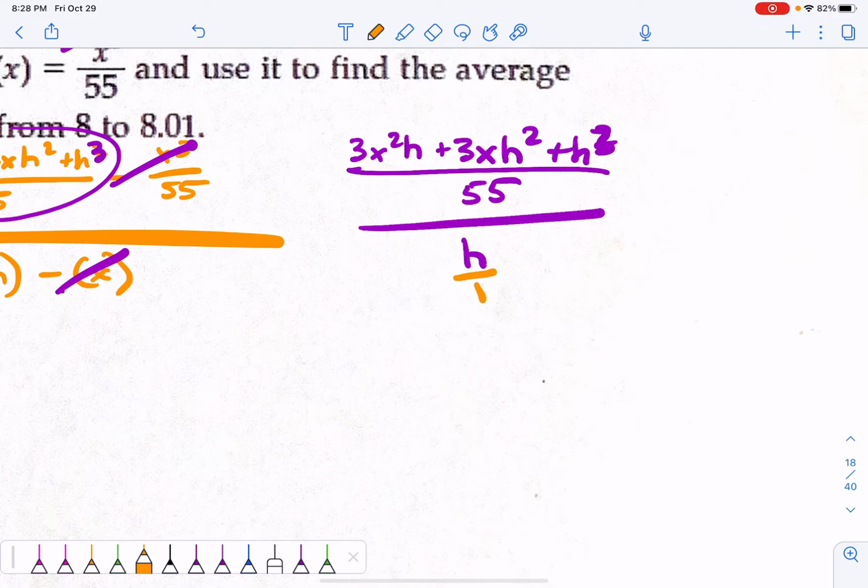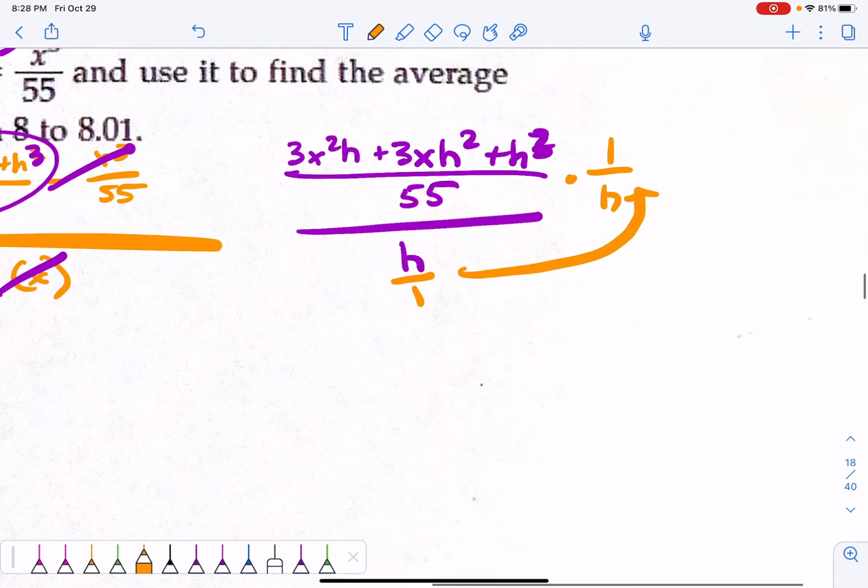I'm going to make this h over 1. And then I'm going to take it times 1 over h, because I flip it to the top. And then what I can do is these three pieces up here all have an h in them, so I'm going to reduce them all by an h. I'm going to take one h out of each of these three pieces, and I'll still have the rest left over, and that will cancel with that h on the bottom.